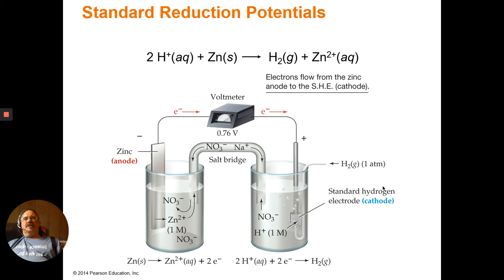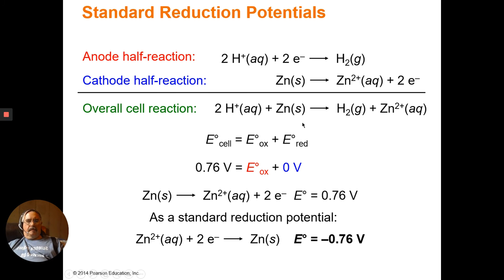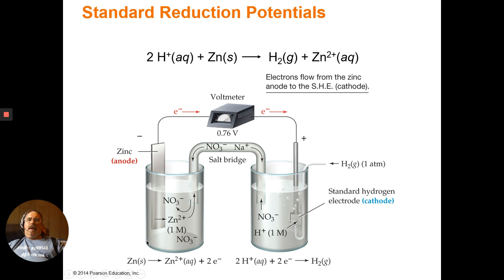Right, here we've changed the other electrode. We've got a standard hydrogen electrode. At this time, the zinc is the anode, and hydrogen is the cathode. So that's just the opposite of what we had with hydrogen and copper.